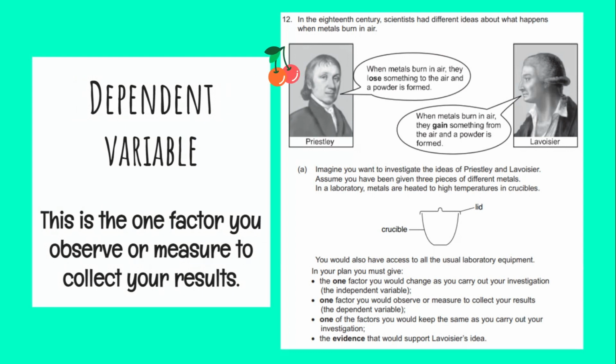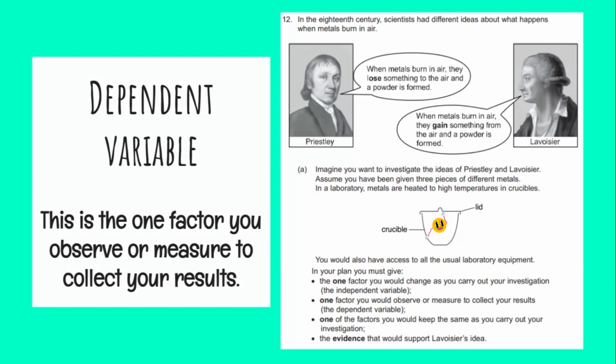So Priestley suggested that when metals burn in air, they lose something to the air and a powder is formed. So that would mean that their mass decreases. Lavoisier, on the other hand, suggested that when metals burn in air, they gain something from the air and a powder is formed. So that would imply that their mass increases. So perhaps what you could do is, for each of the 3 different metals that you have, before heating them, measure the mass of the metal.